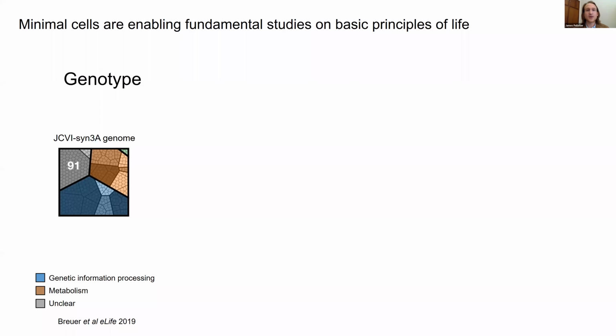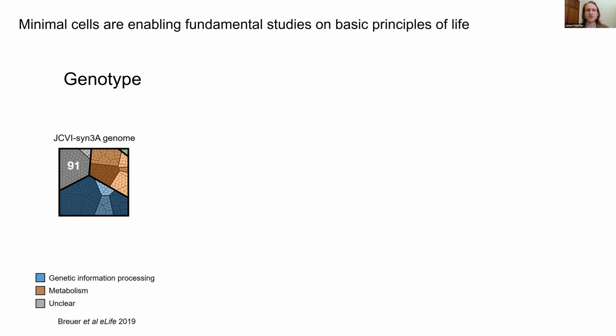So for background on the minimal cell, JCVI Syn3A, developed at the JCVI, minimal cells are enabling fundamental studies on the basic principles of life. This is a representation of the genome of JCVI Syn3A. It contains just less than 500 genes total, and less than 100 of those genes currently do not have a known function. And there are dozens of groups around the world, many of whom are participating in the Build-A-Cell community, who are studying the cell from different angles.